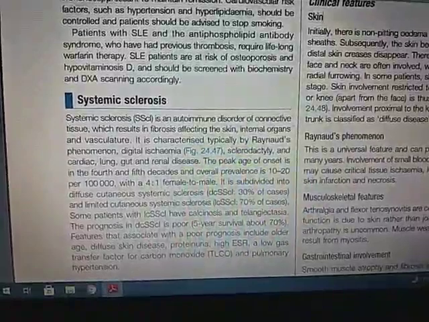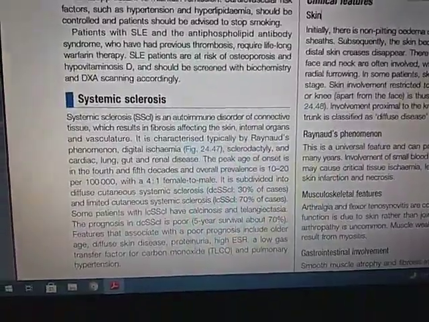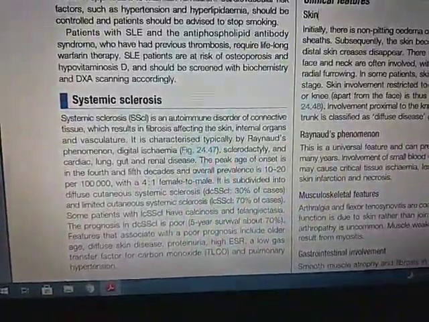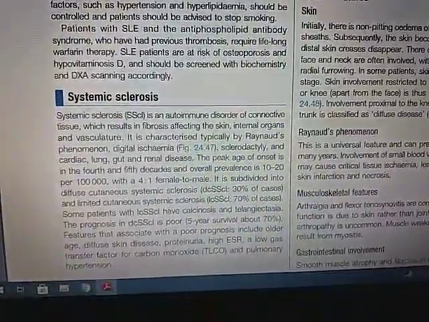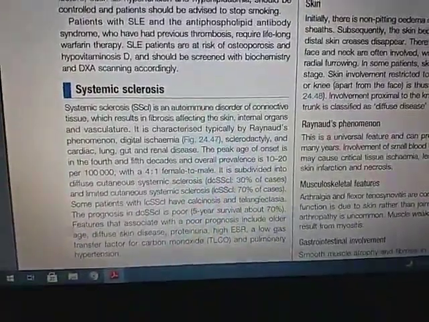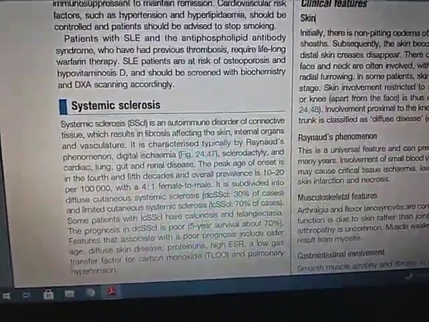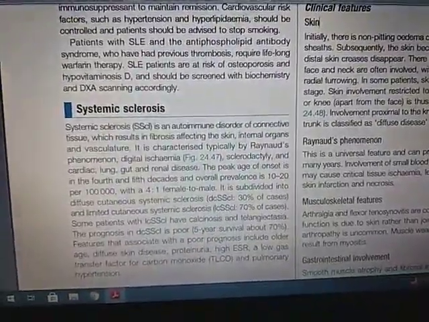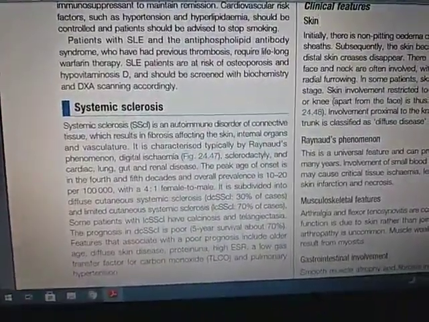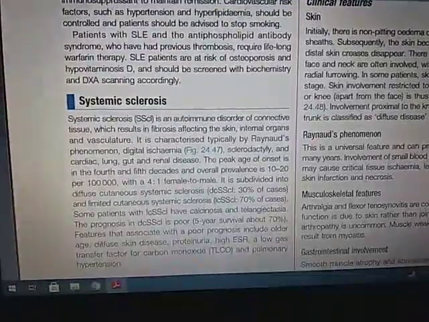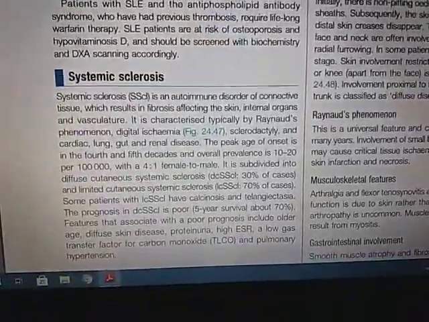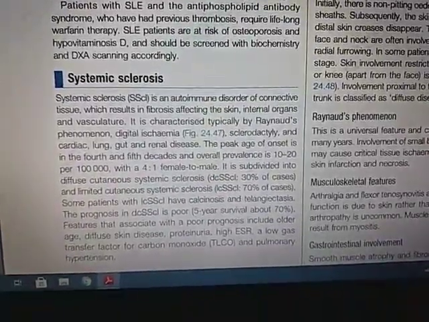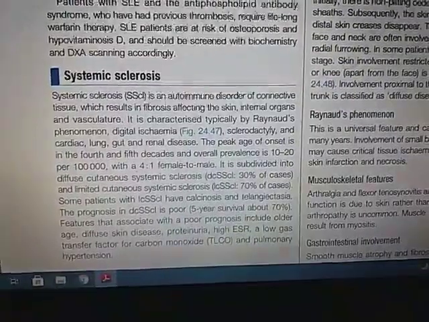Musculoskeletal features in systemic sclerosis. We have arthralgia, we may have CTS, carpal tunnel syndrome, joint stiffness, and restriction of movement. Sometimes we may see cases of shoulder stiffness, frozen shoulder, due to systemic sclerosis. Tendons, leathery crepitations.